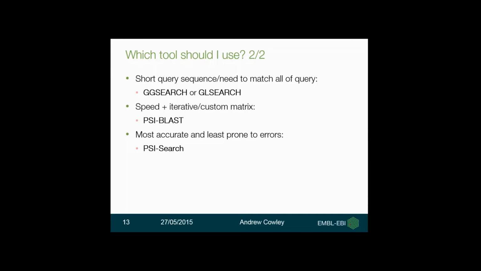Some more recommendations. Say you have a short query sequence, or you need to match all of your query sequence, then I recommend our global alignment search tools. These are GG Search, which searches for global in the query and also all of the database sequence, or GL Search. This is global in the query sequence, but a local alignment in the database sequence. If you need speed, but you want to do an iterative search strategy to create a custom scorer matrix, then I recommend BLAST. On the other hand, if you want our most accurate tool that's the least prone to errors, then I really recommend PSI-Search, and we'll look at that one a bit more in detail later.